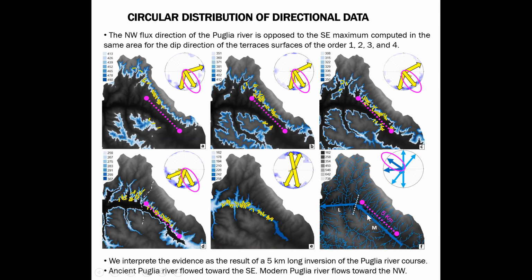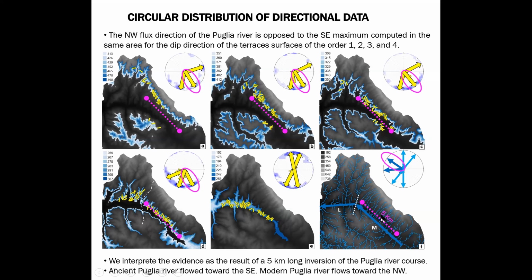If you look at the medium course, the modern flow direction is exactly opposed to the dip direction of the terraces for orders 1, 2, 3, and 4, related to the ancient river that we call the ancient Puglia River, due to the position close to the modern Puglia River course. So we interpret the evidence as the result of a 5 kilometer long inversion of the medium course of the Puglia River. So the ancient Puglia River flows toward the southeast, and the modern Puglia River flows toward the northwest along the medium course.